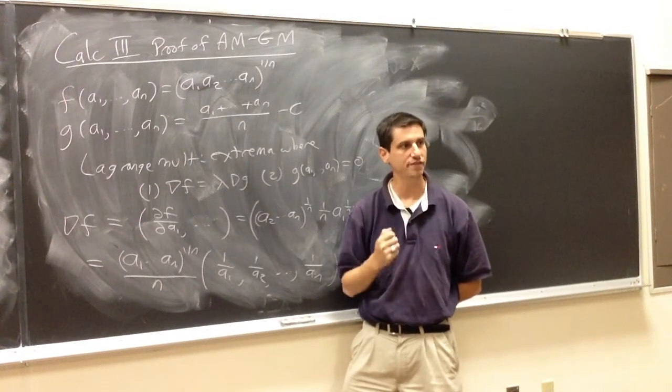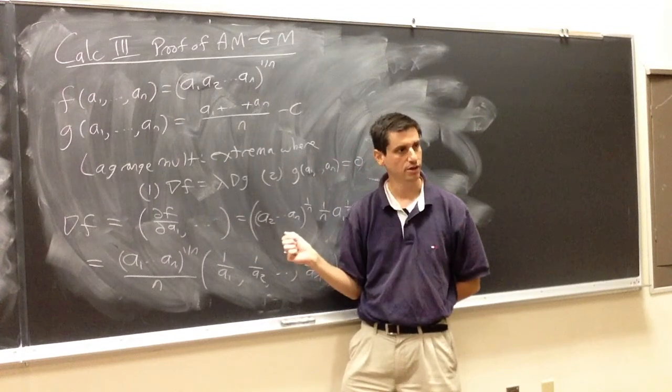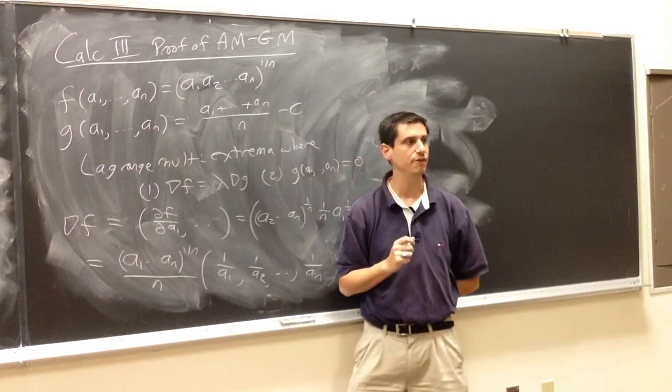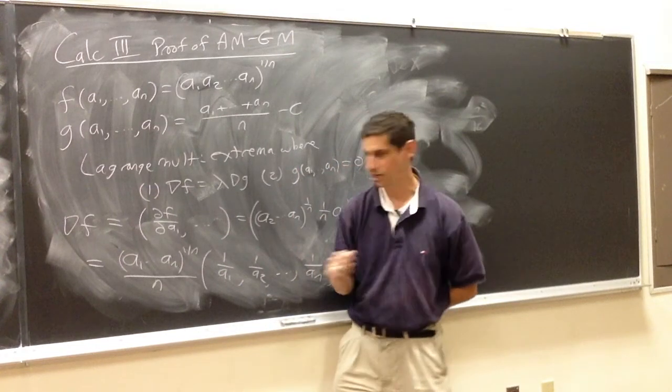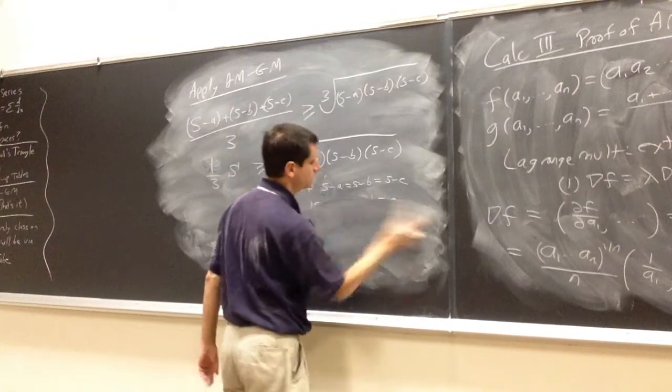Again, it's a lot of algebra trying to think what is the best way to write the expression. And notice that I can pull out this a1 to an because it's going to be the same for everything. All right, so now I take the gradient of g. The gradient of g, fortunately, is much easier to calculate.